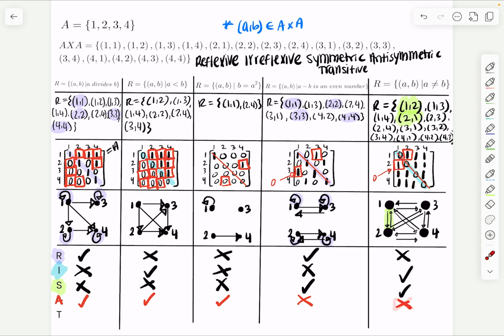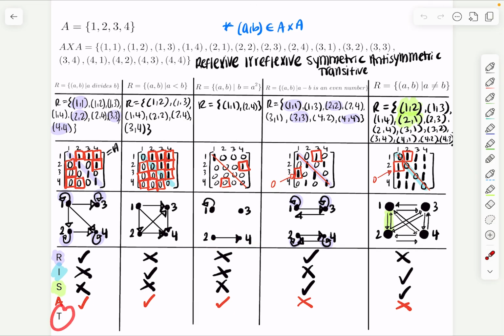So it's not antisymmetric. So in conclusion, a relation being antisymmetric means if there's an arrow from 2 to 4, then there's not going to be an arrow from 4 to 2. In other words, there's an arrow from 2 to 4, there's no opposite arrow. If there's at least one opposite arrow, the whole thing is not antisymmetric. And the last property is transitive.